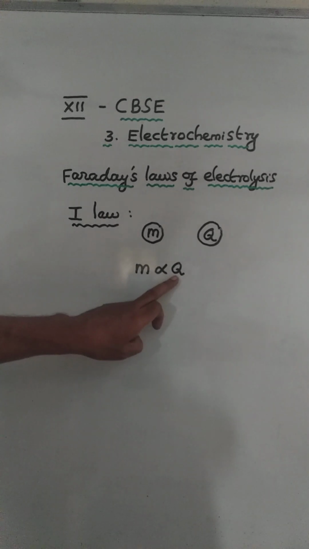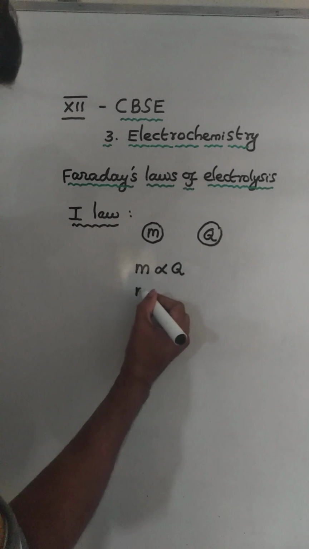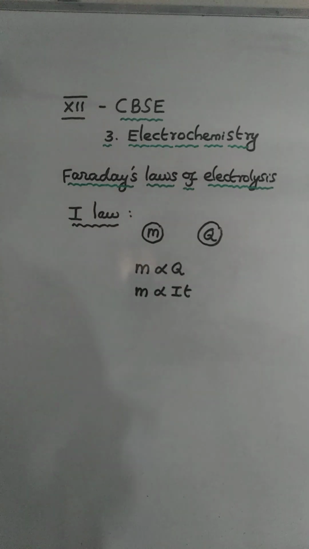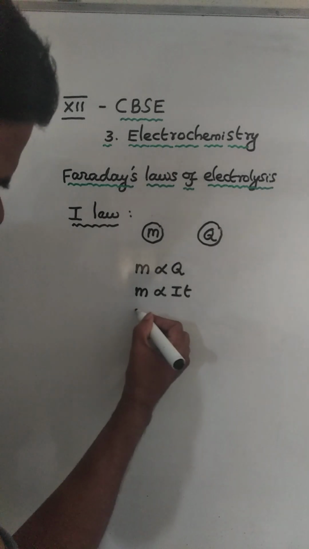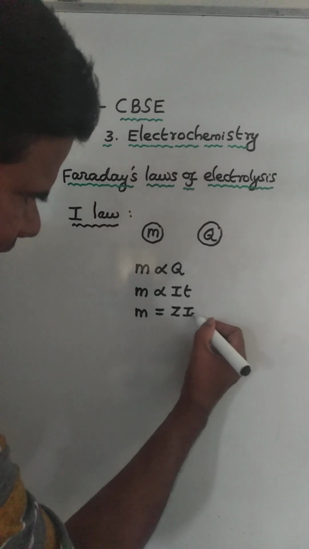1 Coulomb is nothing but 1 ampere into 1 second. The quantity of electric current is the product of strength of current in ampere and time in seconds. Therefore, M is directly proportional to I T. I is the strength of current in ampere, T is time in seconds. Now we can introduce a proportionality constant. M is equal to Z I T.